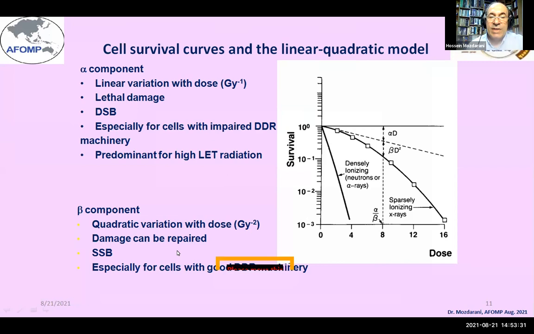Damage can be repaired. Single strand break is the main cellular damage that is repairable, and this is predominant for low LET radiation, and the cells have good repair machinery for DNA damage repair.